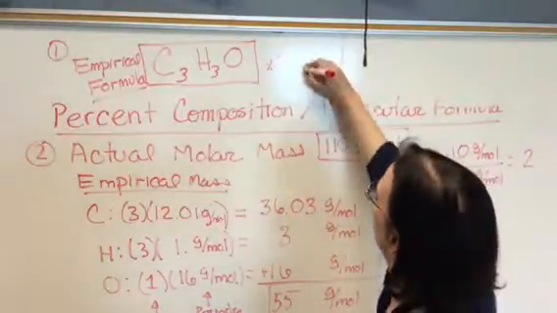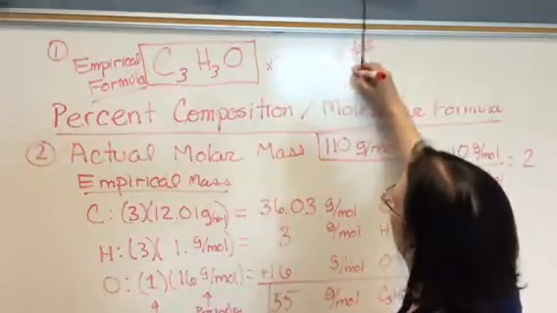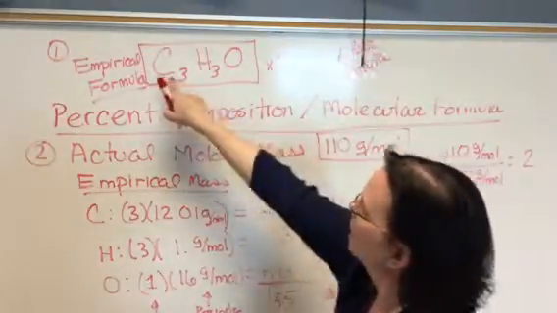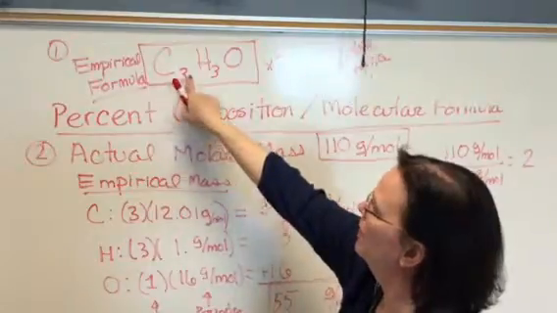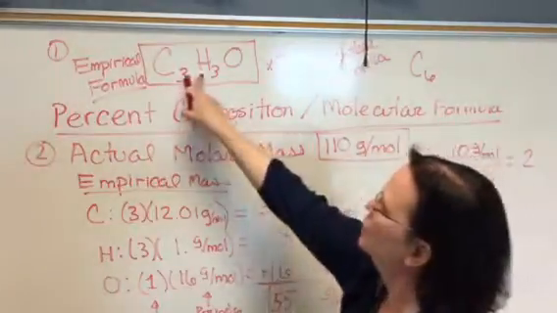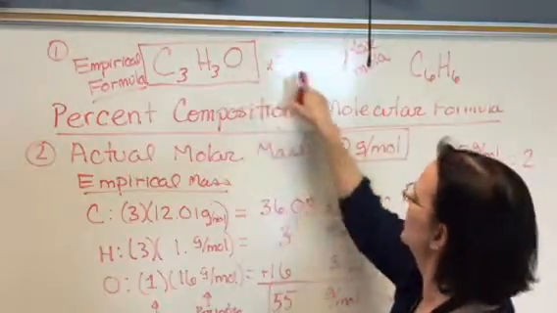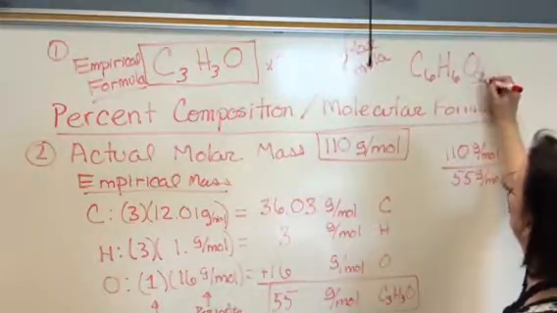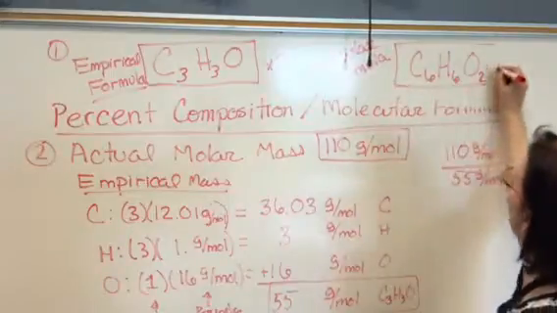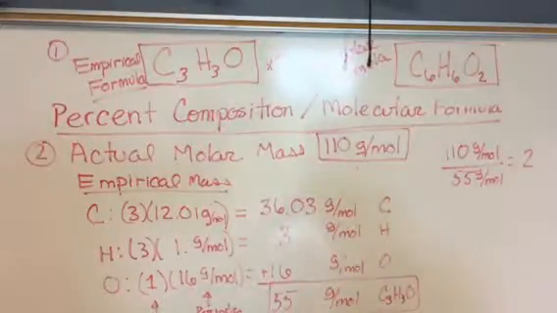So for our molecular formula, for carbon, we started with 3 in the empirical formula, and 3 times 2 will be 6, so we're going to have C6. Hydrogen, 3 times 2 is 6, so it'll be H6. And oxygen, 1 times 2 is 2, so it'll be O2. So our molecular formula is going to be C6H6O2. Now I want you to take some time, you can review these, and I want you to try numbers 3 and 4 on your own.